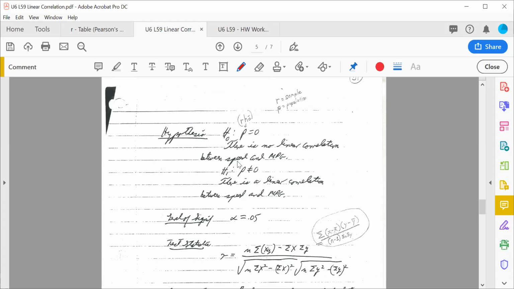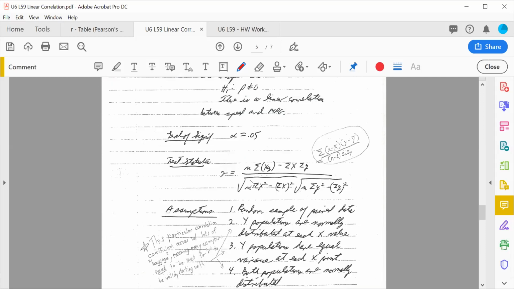So our hypotheses, H0 and H1. H0 and H1 will always be the same for this test. Rho equals 0. There is no linear correlation between speed and miles per gallon. Versus rho does not equal 0. There is a linear correlation between speed and miles per gallon. Significance level alpha 0.05. As far as the test statistic, you can write either the definition formula or the computational formula, whichever floats your boat. Pick one and write it.